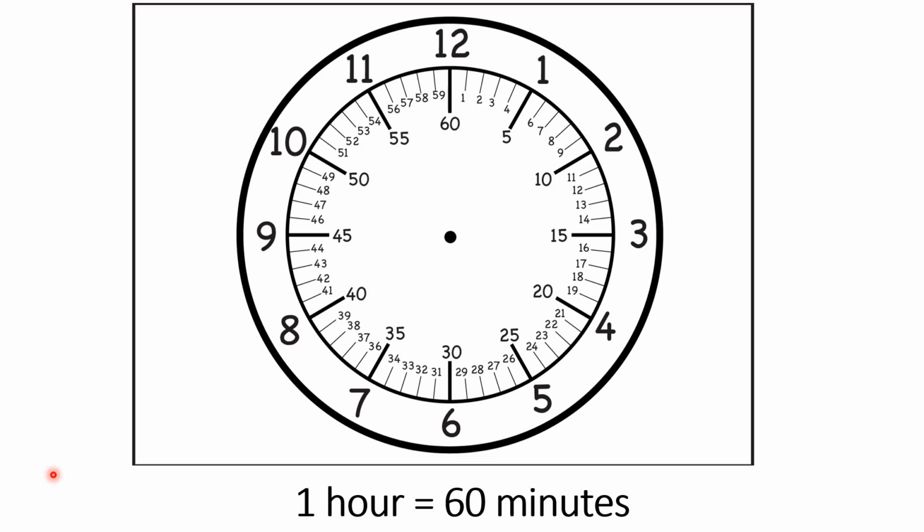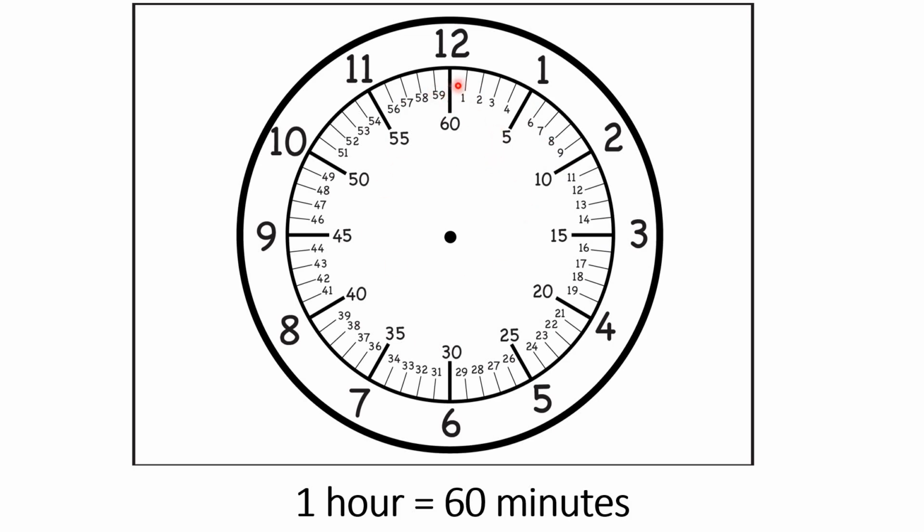Here on the picture you can see a clock, and you can check the clock that you have at home. You can see there are four small lines in between. These small lines are the per-minute lines that you will also see on your clock. So we have 60 minutes, starting from 1, 2, up to 59 and 60. There are a total of 60 minutes.